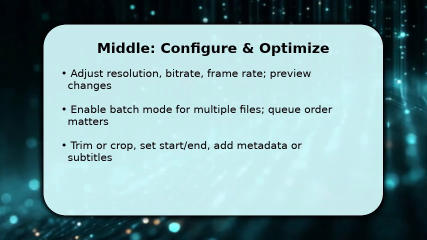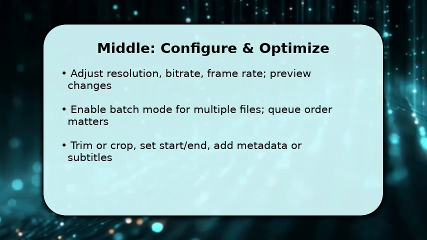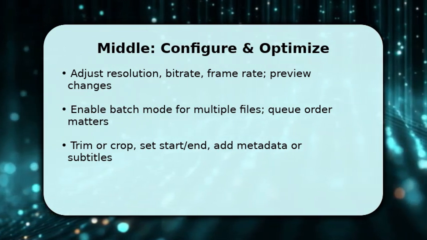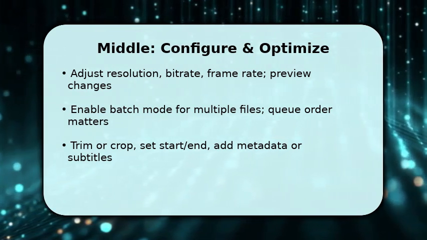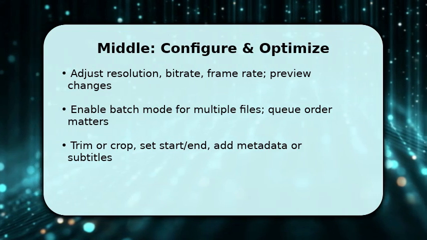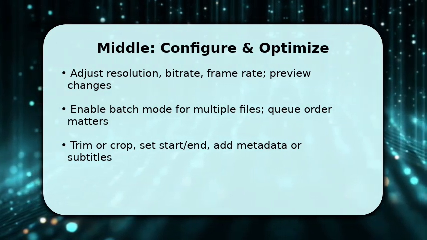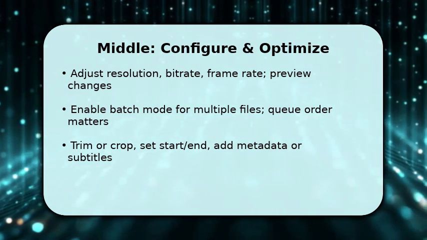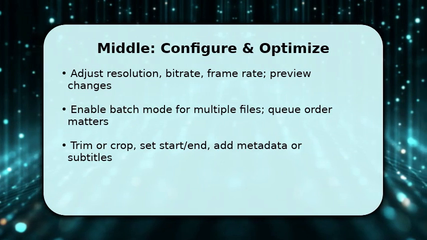If you have several files, enable batch mode and arrange the queue in the order you want processed. Also trim start/endpoints, crop edges, and attach subtitles or metadata here. These edits save time later. When you're satisfied, choose CPU or GPU acceleration, depending on your hardware to speed the process.